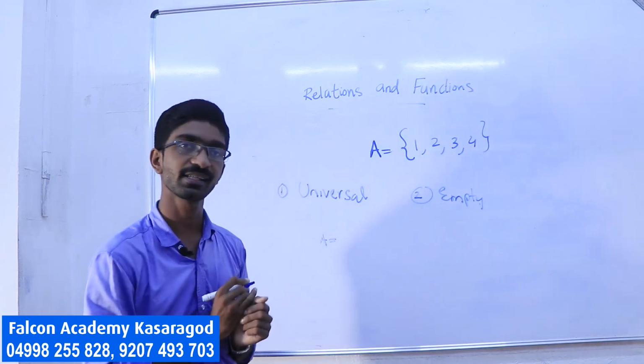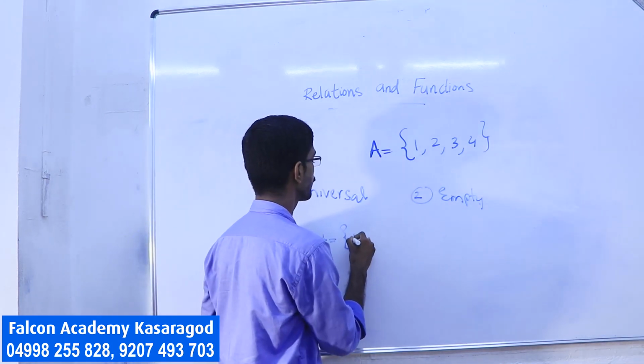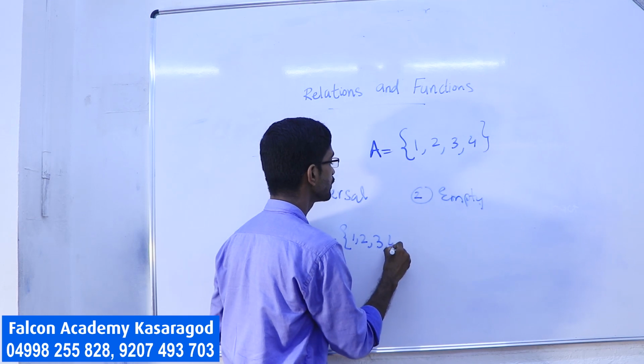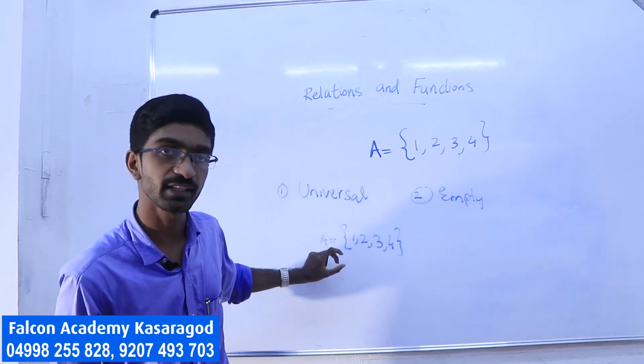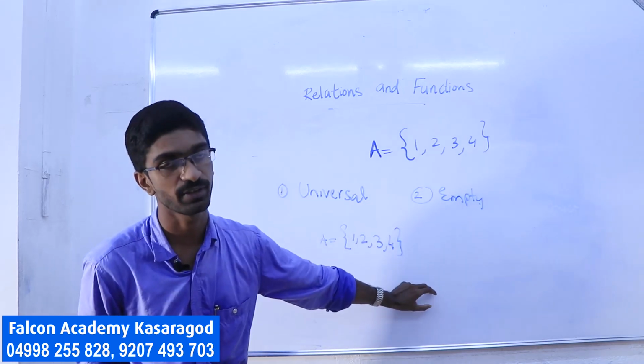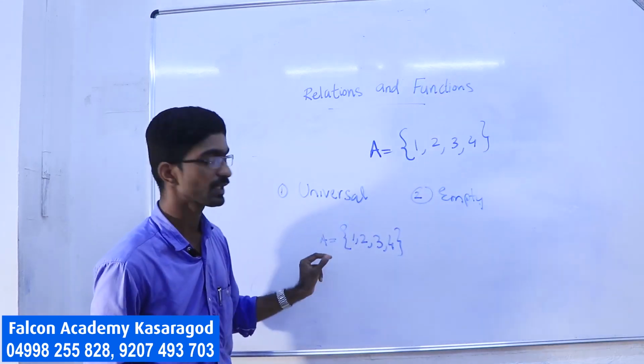Let us consider the set A, set of 1, 2, 3 and 4. ഈ 4 എലമെന്റ്സ് ഉള്ള ഒരു സെറ്റാണ്. ഓക്കെ, സ്വാഭാവികമായിട്ടും നമ്മൾ നേരത്തെ പറഞ്ഞ എ ക്രോസ് എ എനിക്കിവിടെ ഡിഫൈൻ ചെയ്യാൻ പറ്റും. മാത്രമല്ല അതിൻ്റെ ഒരു സബ്സെറ്റ് ഞാൻ എഴുതുകയാണ്.